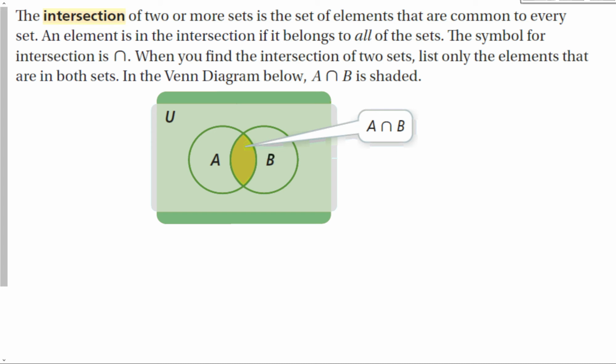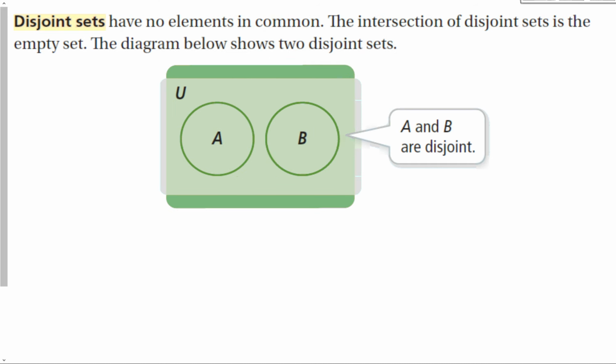The symbol for intersection is that symbol right there, which is clearly not a U. That's how I like to tell the difference between intersection and union: union looks like a U, intersection doesn't look like a U, it's an upside down U. When you find the intersection of two sets, list only the elements that are in both sets. In the Venn diagram, that's only this region right here, where they overlap, where they cross.